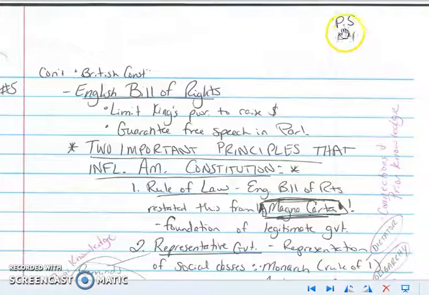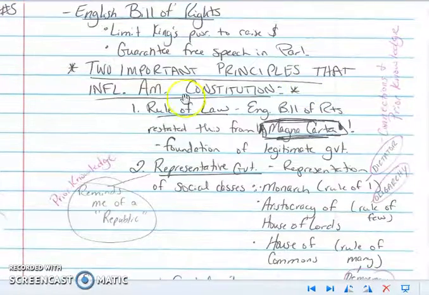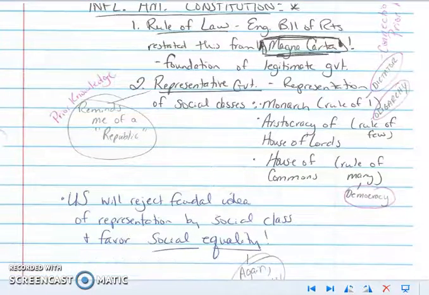So on my last page of notes, page 5 from lesson 4, continuing the British Constitution from question number 5, the English Bill of Rights limits the King's power to raise money and guarantees freedom of speech in Parliament. Those are significant, but notice that the book pulls out 2 important principles that influence American constitutionalism. And I've got them pulled out and structured like the textbook does, Rule of Law and Representative Government. Connected that to the Magna Carta that we've taken a look at previously, and representative government.